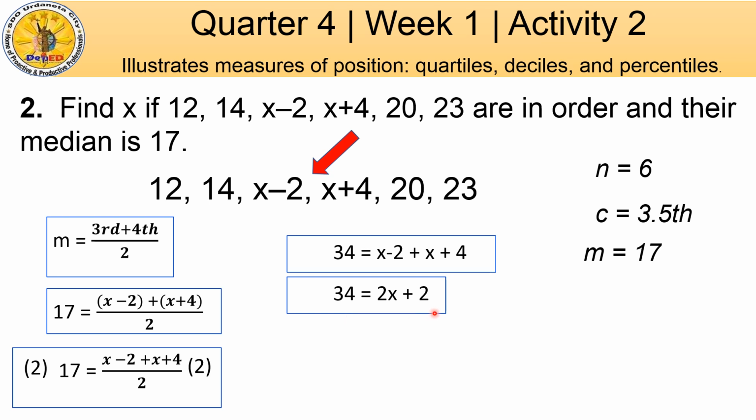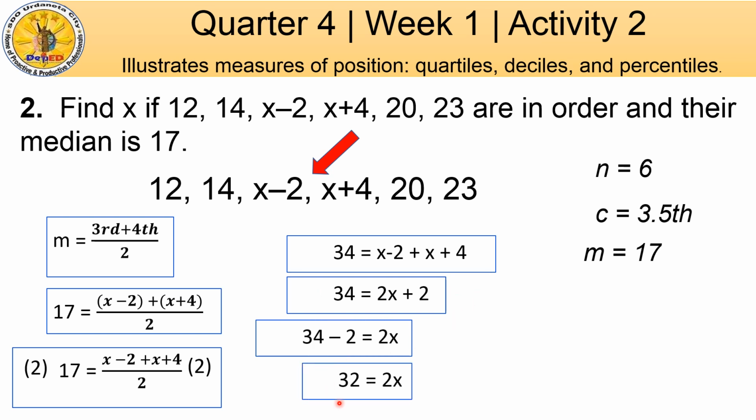Apply subtraction property of equality, or we're going to subtract both sides of the equation by 2. And that is 32 equal to 2x. Applying symmetric property, we can rewrite this as 2x equal to 32. Applying division property of equality, or dividing both sides by 2, then we have now the value of x equal to 16.